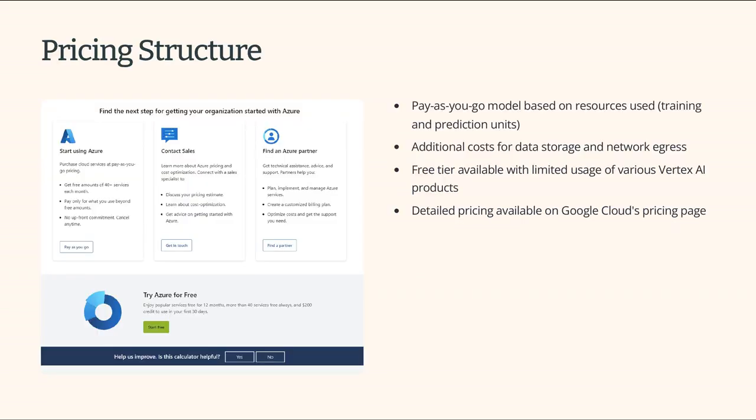Pricing for Vertex AI Agent Builder depends on your usage. You pay for the resources you use, like training and prediction units. There's also a cost for data storage and network egress. However, Google offers a free tier that includes limited usage of various Vertex AI products, which can be a good starting point. For detailed pricing information, refer to Google Cloud's pricing page.